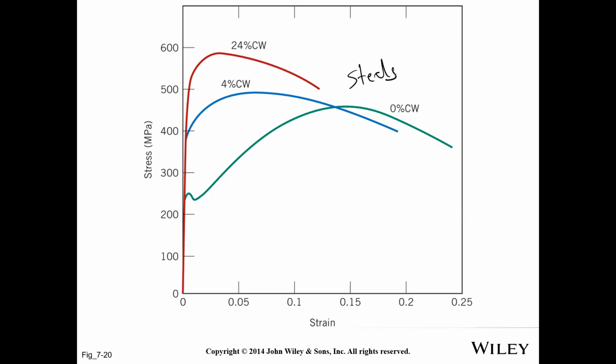cold worked to different amounts, and you can see the more I work it, the stronger it gets, but less ductile, which makes sense. We've talked about that quite a bit already in this class. There's always a trade-off. That is one of the big trade-offs in materials and metals: usually the stronger it is, the less ductile. We want both. Remember in chapter 6, we want both, because if we have high strength and high ductility, that means high toughness, right? The area under the curve.